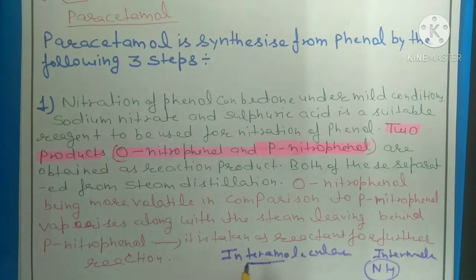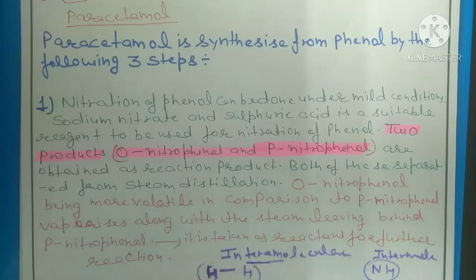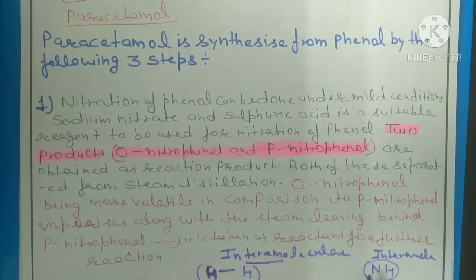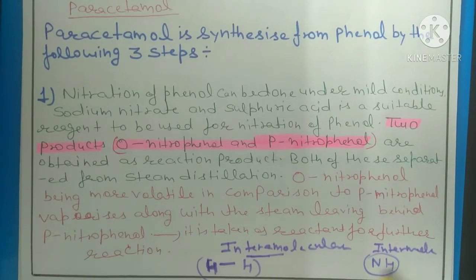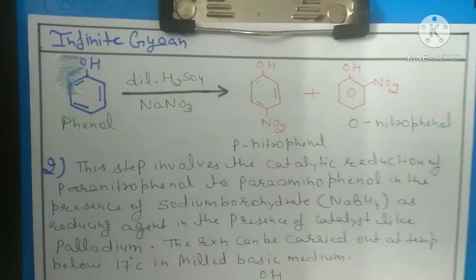Okay, so here the intramolecular forces are present between the atoms, like the carbon-hydrogen single bond. Now these are between two atoms, but intermolecular forces are present between two molecules. So that's why this orthonitrophenol is more volatile than paranitrophenol. Paranitrophenol remains here. Now it is taken as reactant for further reaction.